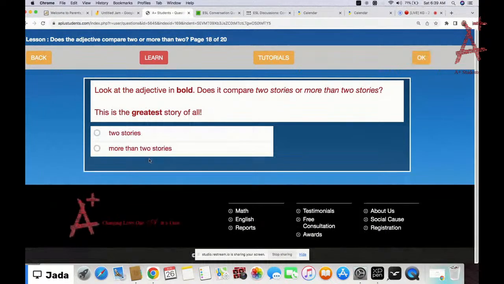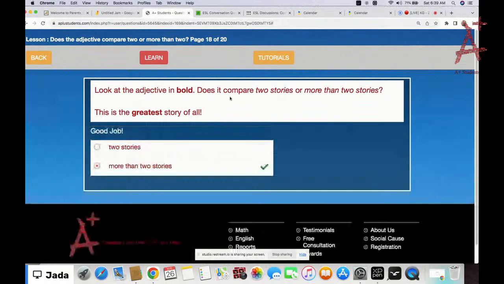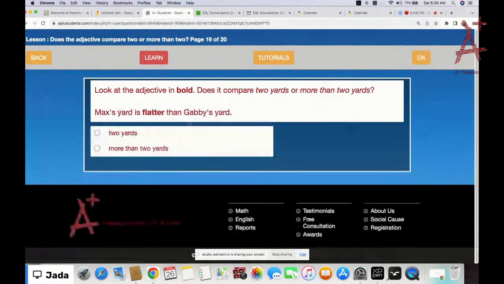Alright, great. Greatest meaning that this is the greatest story of all. We have more than two stories. And then Max's yard is flatter than Gabby's yard. Max's yard is flatter. So two yards, it's comparing Max and Gabby. So two yards.